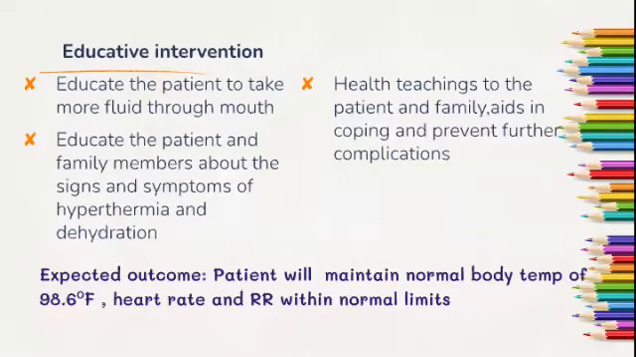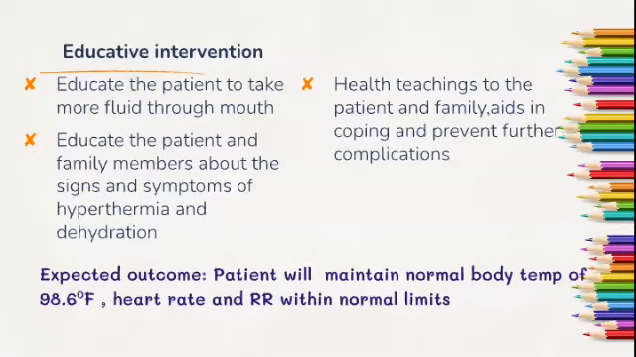Educate the patient to take more fluids. Educate the patient and family members about the signs and symptoms of hypothermia and dehydration. Okay, and what is the expected outcome here? The patient will maintain normal body temperature of 98.6 degree Fahrenheit.